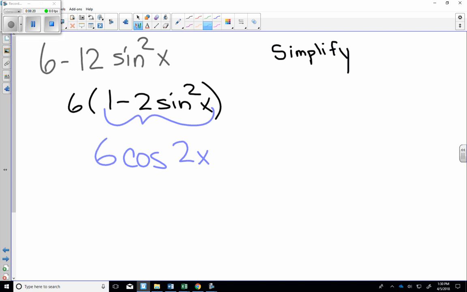And then the 6 would stay there. And there's our one term. Pretty short and sweet.